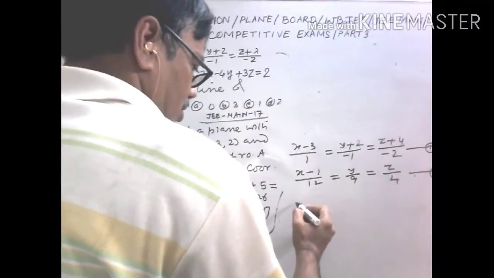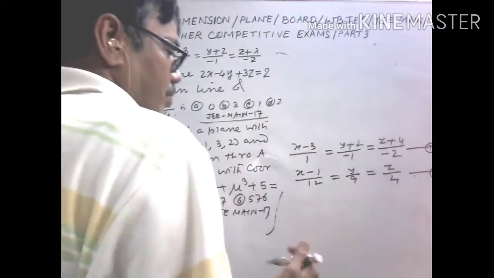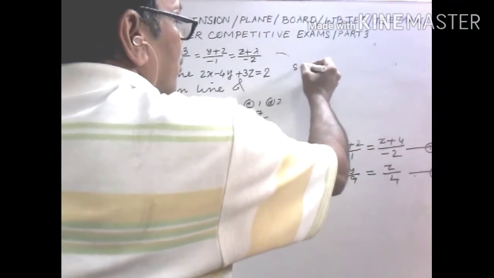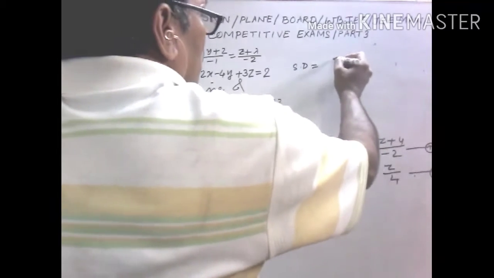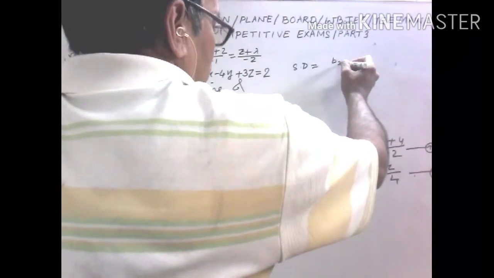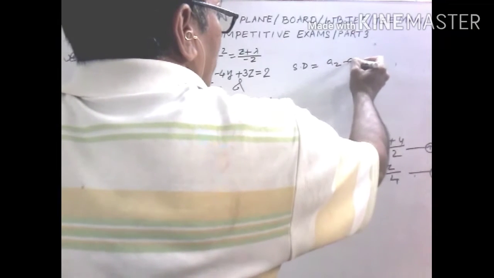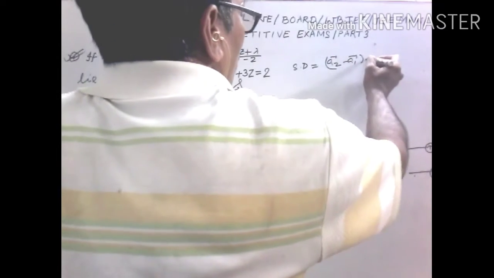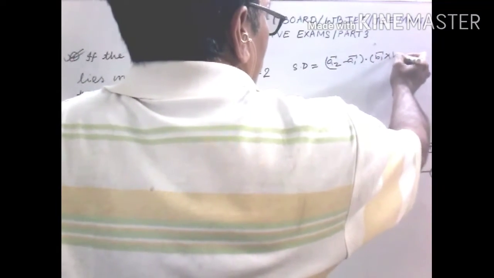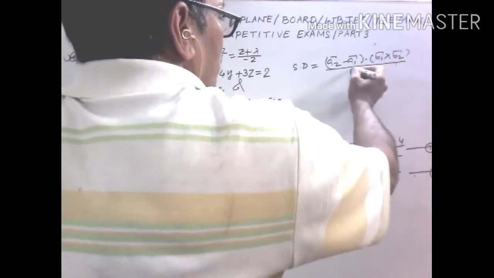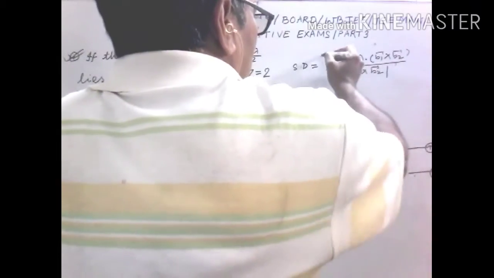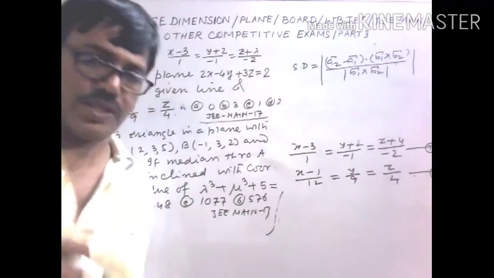So shortest distance equals (A2 minus A1) dot (B1 cross B2), by magnitude of B1 cross B2. So this one is the formula of shortest distance.